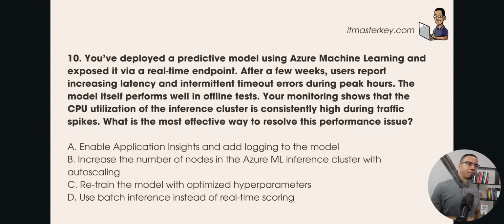You've deployed a predictive model using Azure Machine Learning and exposed it via a real-time endpoint. After a few weeks, users report increasing latency and intermittent timeout errors during peak hours. The model itself performs well in offline tests. Your monitoring shows that the CPU utilization of the inference cluster is consistently high during traffic spikes. What is the most effective way to resolve this performance issue?